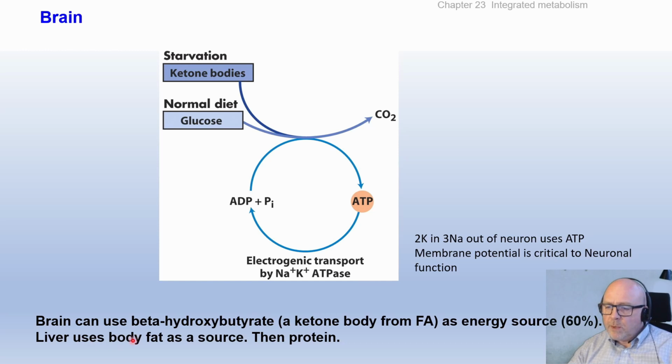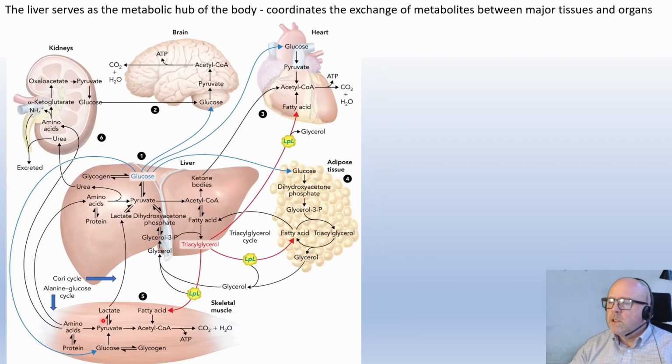The liver uses body fat as a source for making ketone bodies, and then protein to keep the brain supplied. So the liver will start breaking down other tissues in the body to supply the brain with ketone bodies and with glucose, as we'll see when we discuss starvation in the next part of the talk, part 2. So here, I think we're coming to the end of this part. Oh, okay, one more.